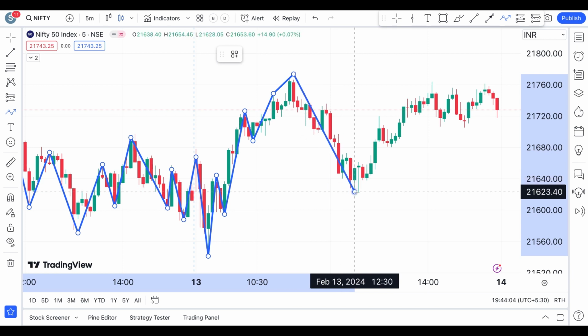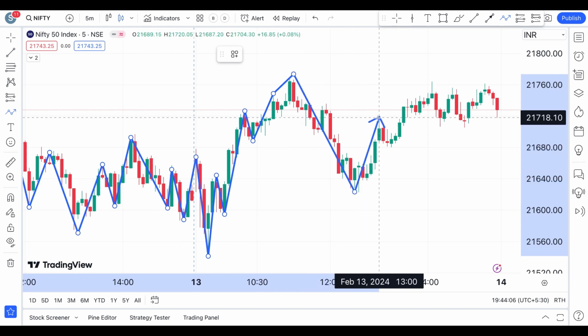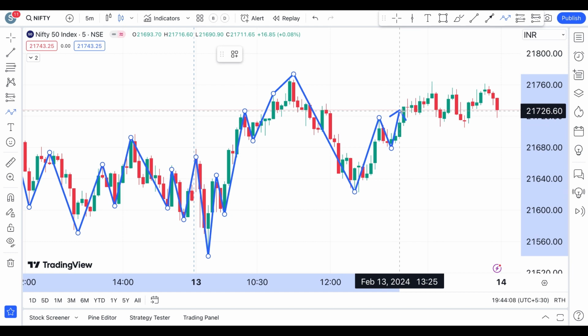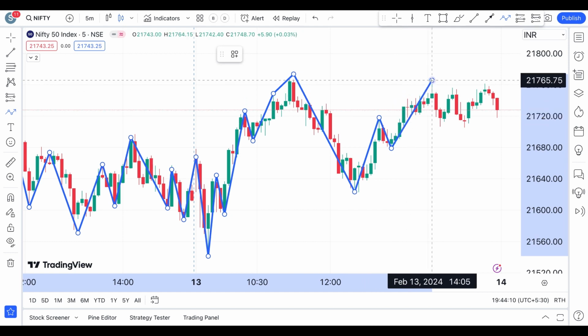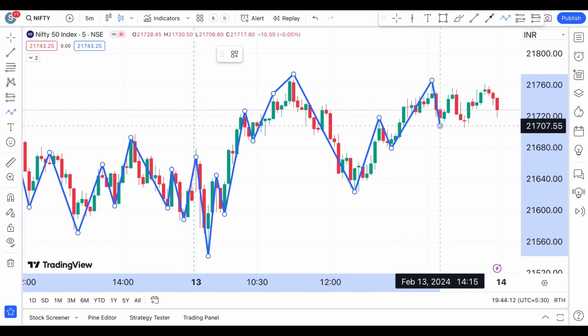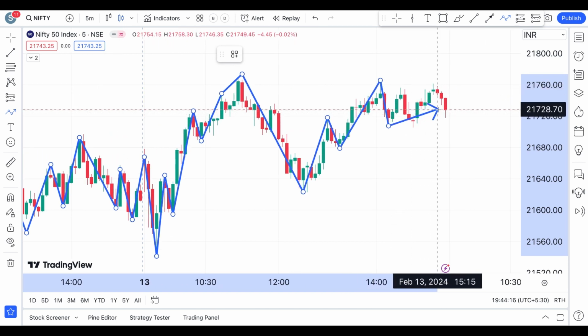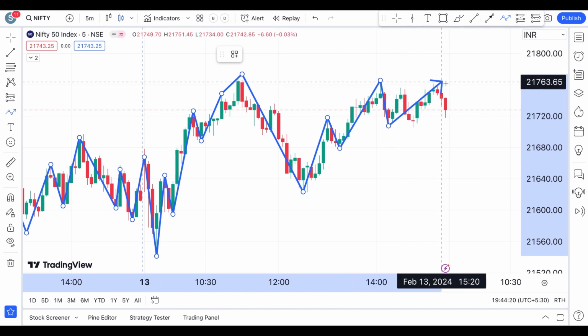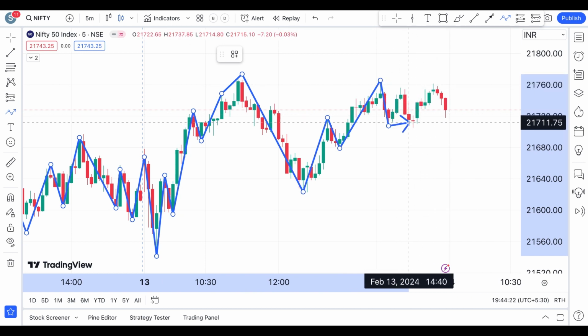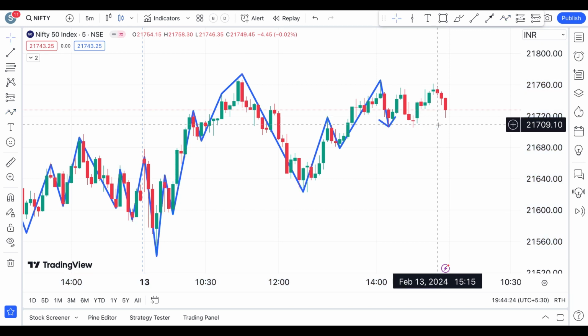If you have to draw it further, here is the high, here is the pullback, and here you have seen a breakout of that. This was intact, and this was still intact. Towards the last hour in the Nifty, we can see the price action is going sideways. So these two levels are going to be important in the Nifty for tomorrow as well.